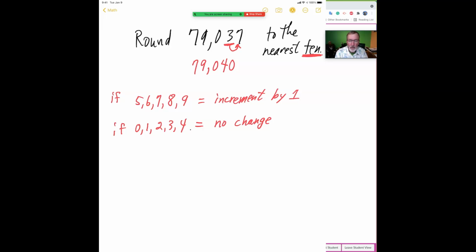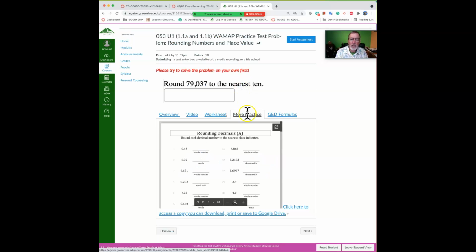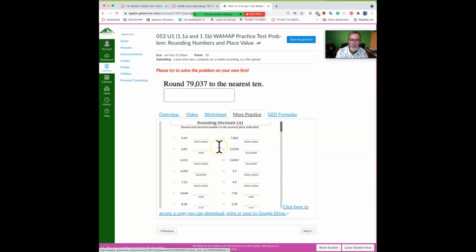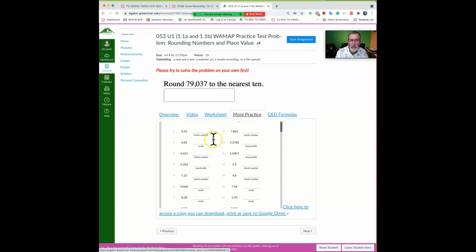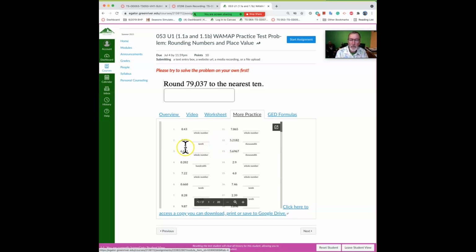Okay, let's go. So at WAMAP, you would write in, now this box isn't really here, it's just a picture, but you would write in 79,040 in this box. So why don't we try this more practice sheet and take a look at one of these, and do something that's kind of interesting. Let's round this number, 6.02, to the nearest tenth.